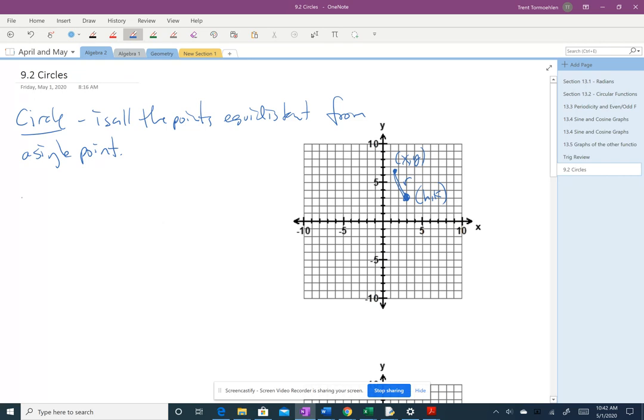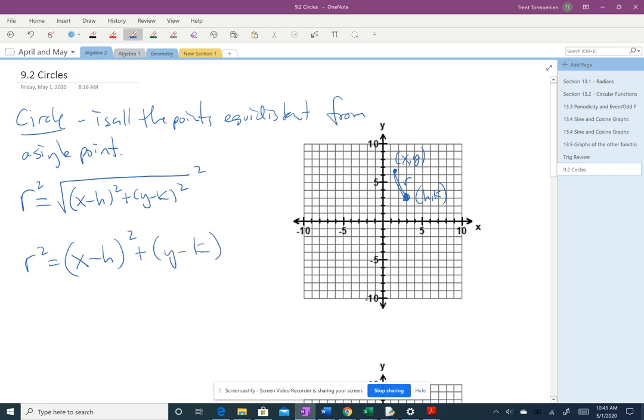And so the distance formula says the distance between 2 points on a graph, in this case we know it to be r, the radius, is the square root of the difference in the x coordinates, x minus h squared, plus y minus k squared, the difference in the y's. And then from there, if we just square both sides, we can very easily see what the general form of a circle is. x minus h squared plus y minus k squared equals r squared, where h, k is the center, and r is the radius.